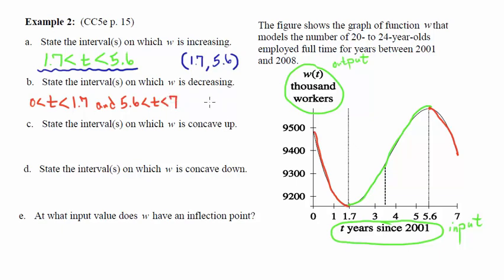Okay, and again, if you're more familiar with the other notation, you might say 0 to 1.7. Okay, and then you have a union symbol, and you would say from 5.6 to 7. Okay, I will accept either, but from here on out I'm going to stick with this notation over here because that is what your online homework is going to show.